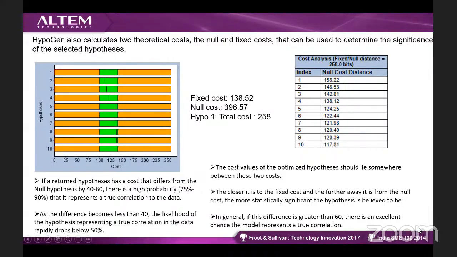And if the difference between these costs is greater than 60, when you try to predict, that is considered an excellent model for your true correlation. What if it's less than that? Still, if there is a hypothesis between 40 to 60, it has a higher probability, 75% to 90%, to be accepted as a true correlation. As the difference becomes less than 40, the true correlation reduces rapidly, below 50%. So this is a very important parameter that we should analyze when you want to interpret your 3D QSAR pharmacophore.